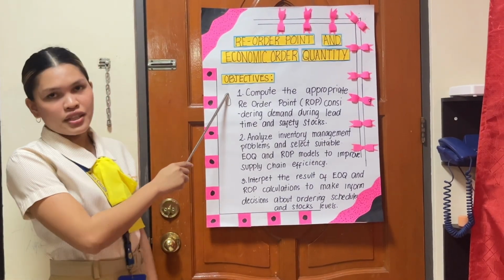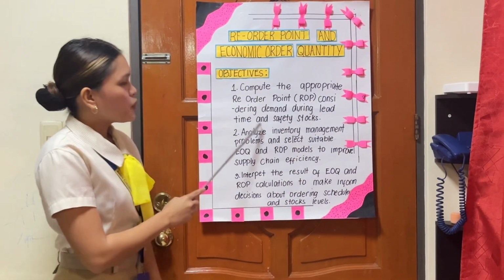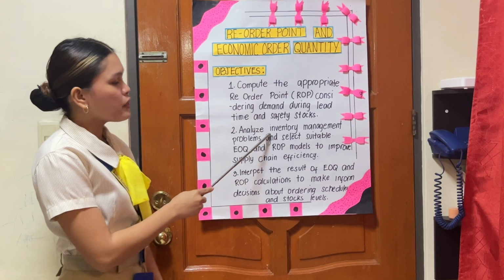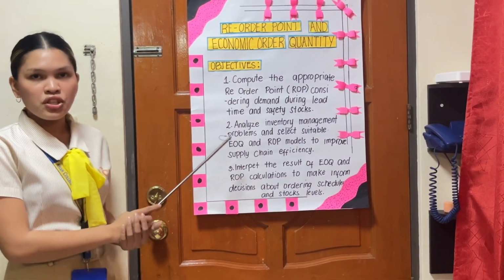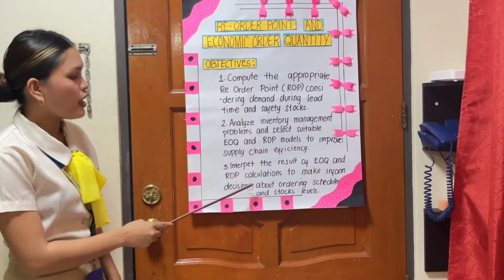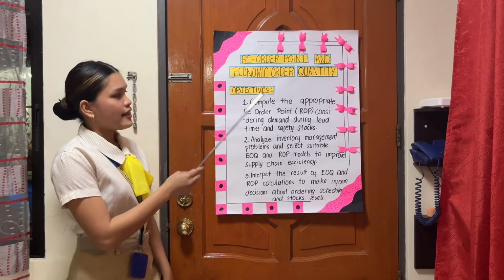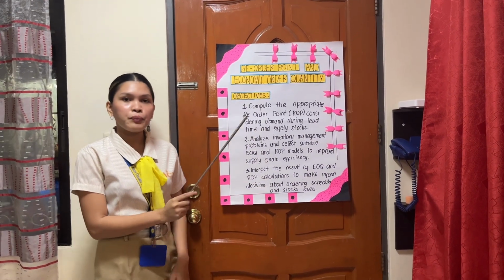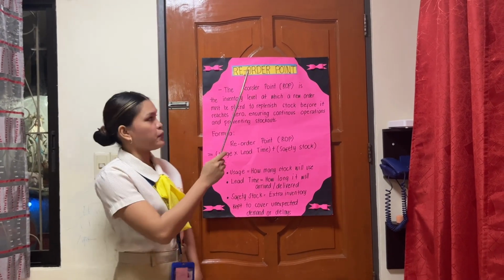These are the learning objectives. First is to compute the appropriate reorder point or ROP, considering demand during lead time and safety stock. The second one is to analyze inventory management problems and select suitable EOQ and ROP models to improve supply chain efficiency. The third one is to interpret the results of EOQ and ROP calculations to make informed decisions about ordering schedule and stock levels. These objectives will guide us in understanding EOQ and ROP, and help improve inventory control and business performance. And now let's talk about the reorder point.